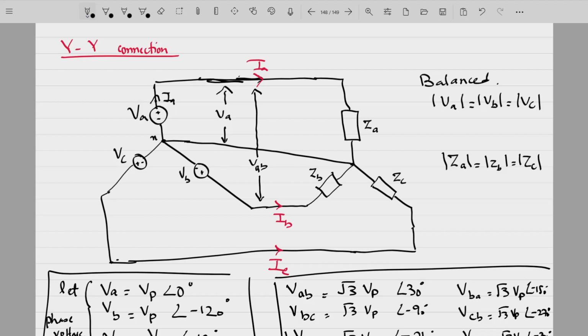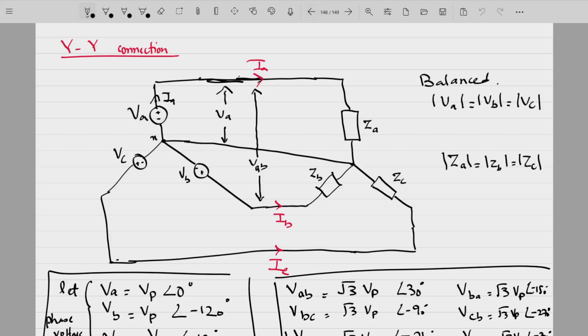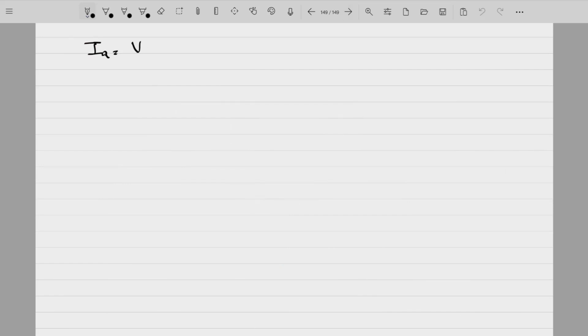So we have to actually find out only these three current values, IA, IB and IC. So what will be IA? IA will simply be equal to the voltage across this particular impedance, that is ZA. The voltage across this particular impedance ZA, if you can see, is simply equal to VA divided by ZA. Fine. So IA will be equal to VA divided by ZA. IB will be equal to VB divided by ZB, and similarly IC will be equal to VC divided by ZC.